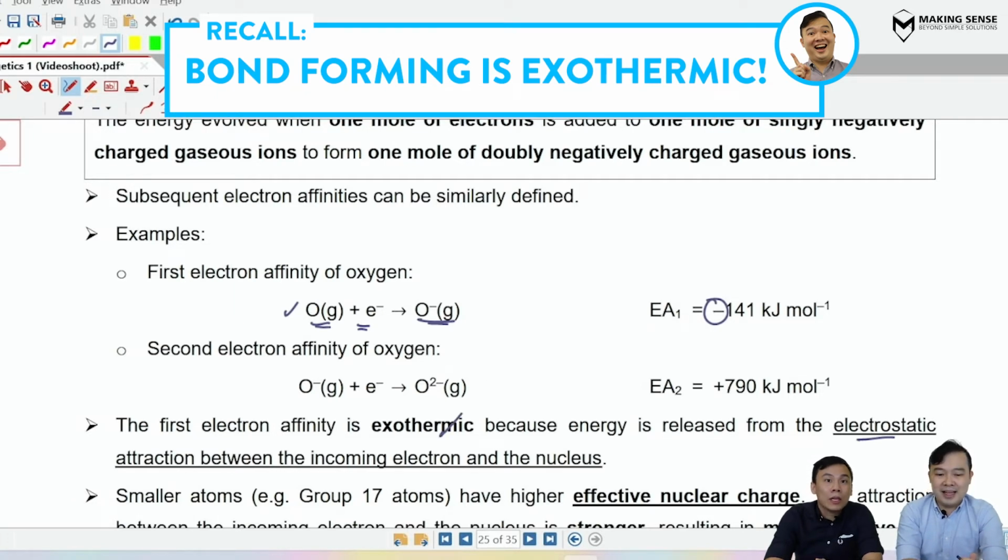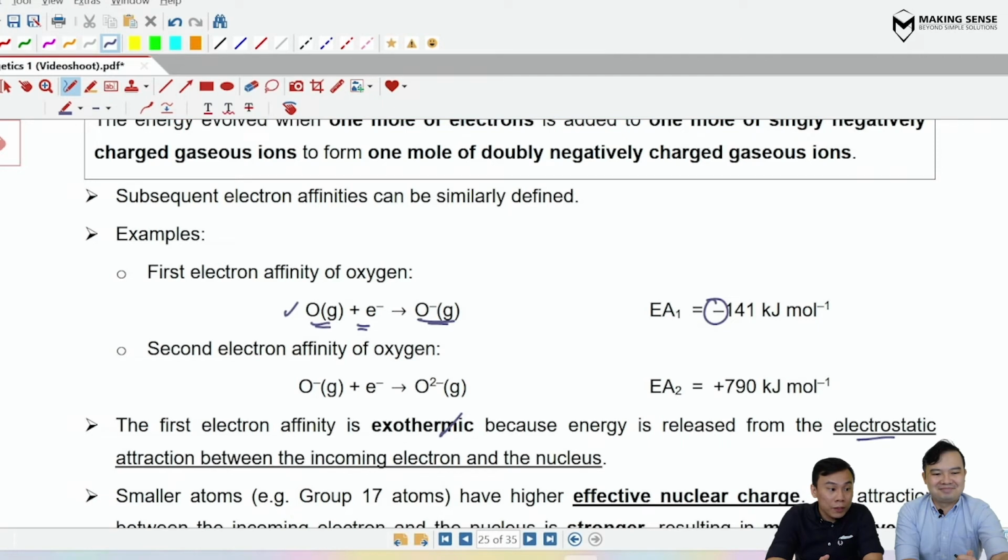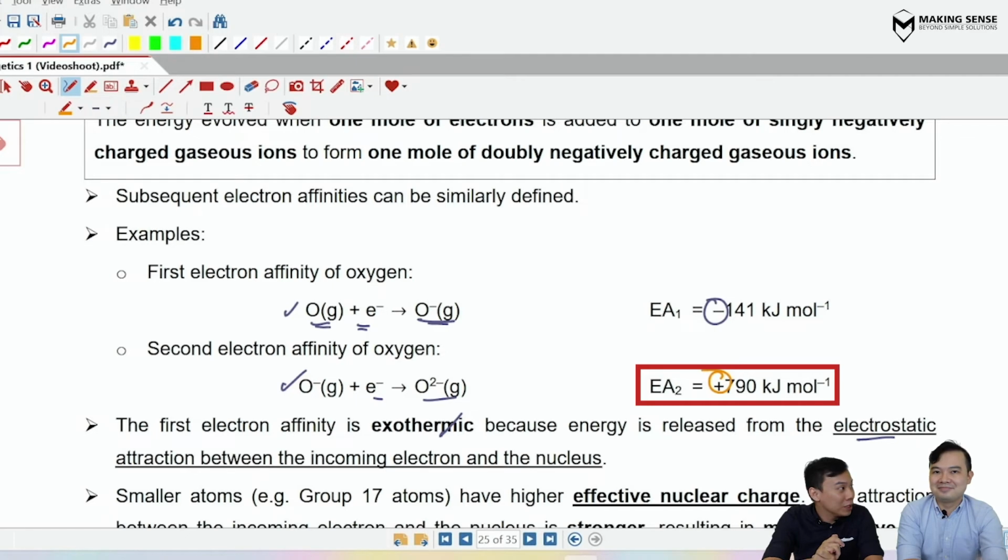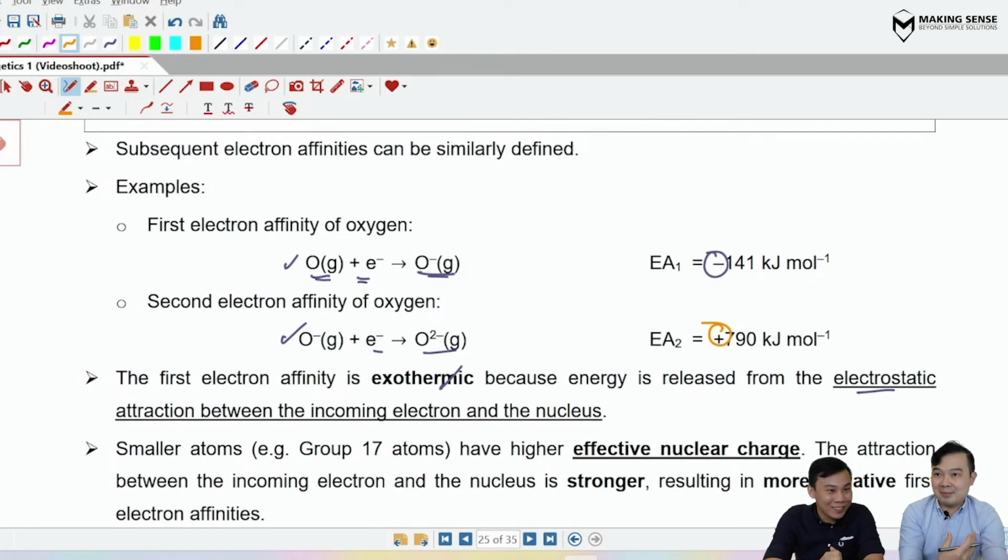All right, that's good. Now, in terms of the second electron affinity, if you look at O minus as a sample, you're going to put another electron into the O minus to make it O2 minus, but you will realize that the second electron affinity is positive in nature. Now, Mr. Leong, why do you think this is so?